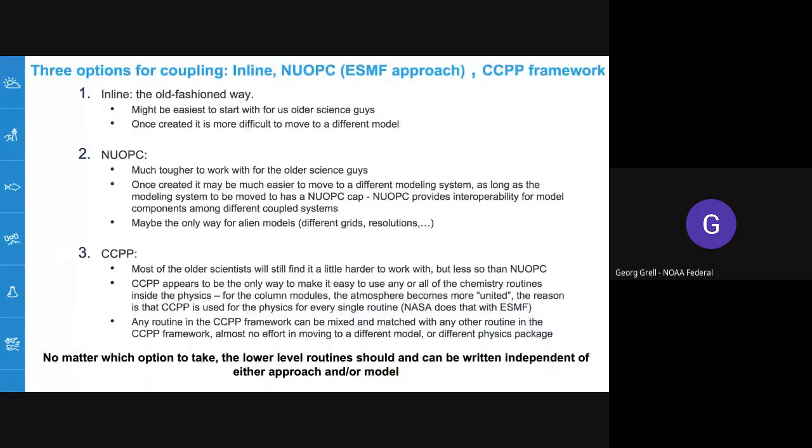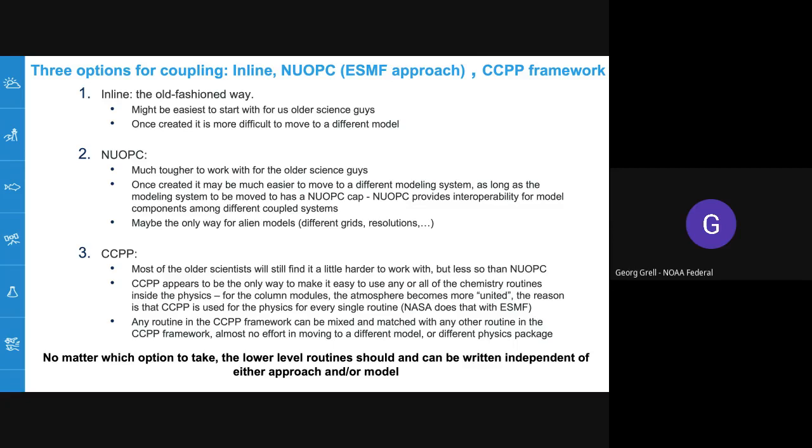So there are three options for coupling: inline, NUOPS, which is an ESMF approach, and CCPP. Inline, the old-fashioned way, might be the easiest to start with for us older science guys like me, who like to mess with our own code a lot. But it is more difficult to move to different modeling systems. NUOPS is much tougher to work with for the older science guys, probably the easiest to work with for the computer scientists. Once it's created, it's much easier to move to a different modeling system.